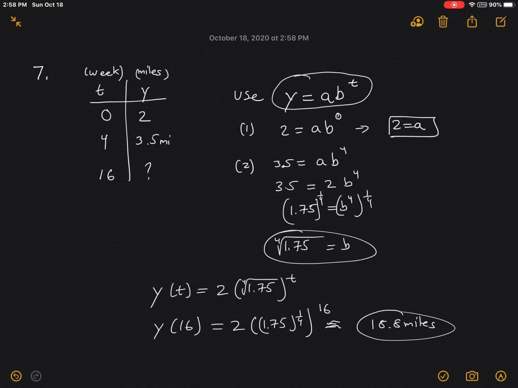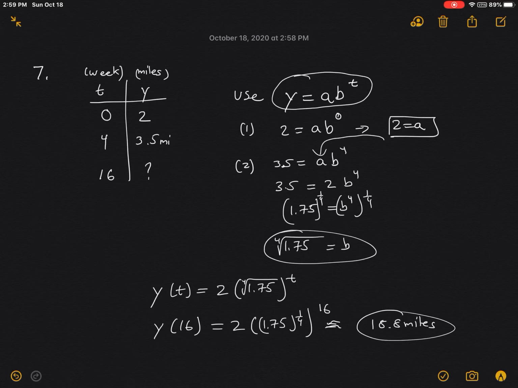Over here I made a table. In week 0, you can run 2 miles. Week 4, you can run 3.5 miles. And week 16, how many miles can you run? So basically I plugged it in twice. For t equals 0, y equals 2. If you solve this, b to the 0 is 1, so you get a equals 2. And for t equals 4, y equals 3.5.